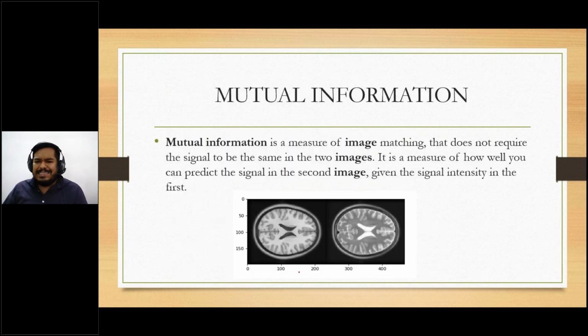Now the next important concept for my research work is called mutual information. Mutual information is nothing but a measure of image matching. Image matching means what? Suppose this is my first image and this is my second image. Now I am going to superimpose those two images. Whatever the similarity measure of the images is, that is known as mutual information.